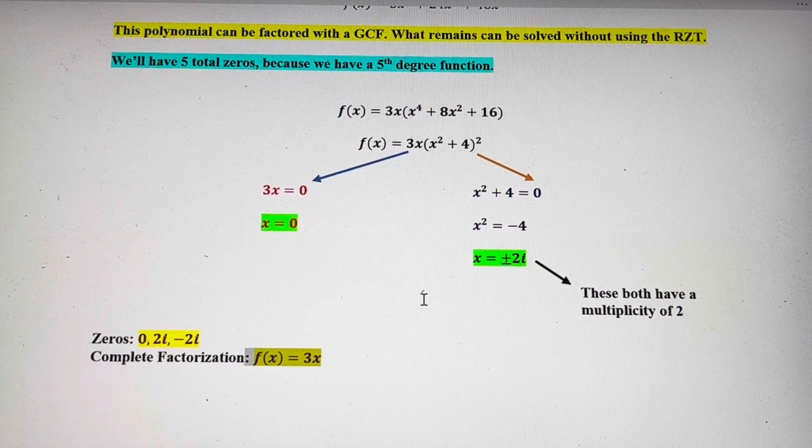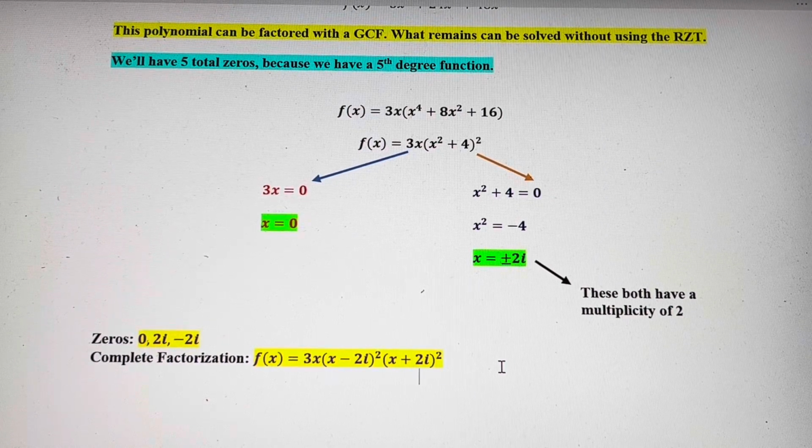And then the complete factorization, again, 3x, we can't forget the 3. 3x, x minus 2i, again, that occurs twice, so I need to make sure that factor is squared. And then x plus 2i, or x minus a negative 2i, which I would rewrite as x plus 2i to the 2nd power, okay? So that's how you find all the real and complex zeros of different polynomials.